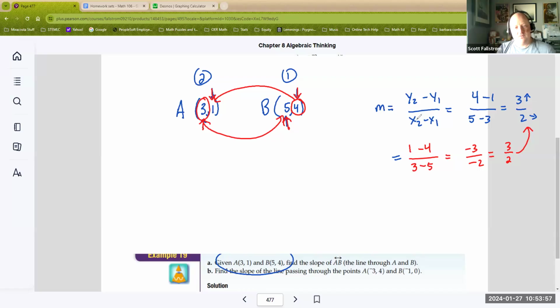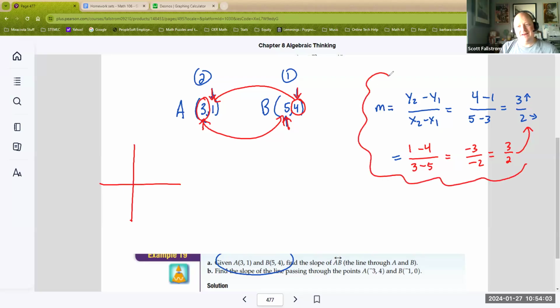Now, I said I wanted to show you a way that may be more visual. This way over here, I got to tell you, is pretty abstract. You can't really see these changes. So if I came over and actually graphed the points, here's point A at 3, 1. And the next one is at 5, 4. There's B.